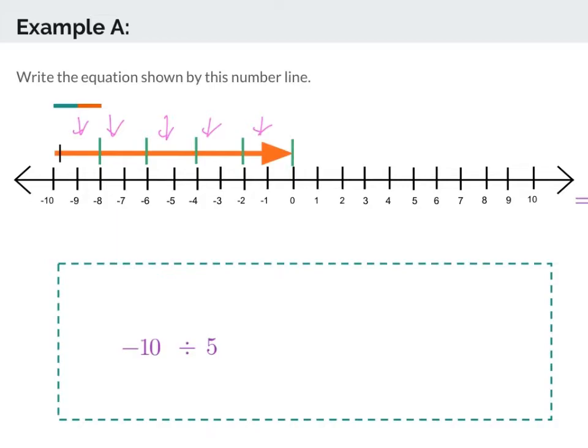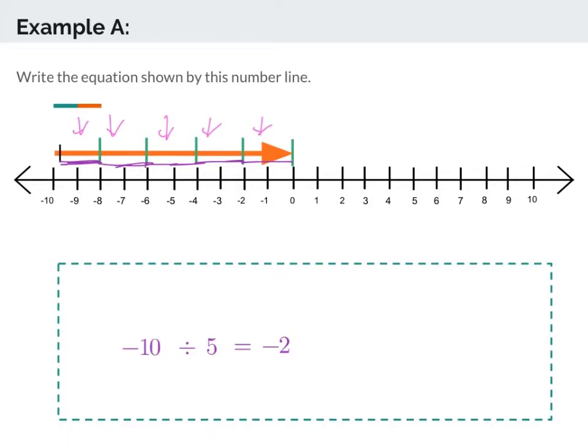In one section, I've got from -10 to -8, that's 2. From -8 to -6, that's 2. From -6 to -4, that's 2. From -4 to -2, that's 2. And from -2 to 0, that is 2. So there is -2 in between each of my sections. So when I divide, I get -2. That's how to show division of integers with a number line.